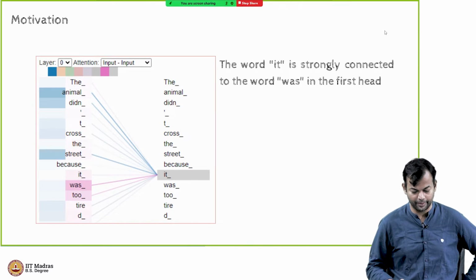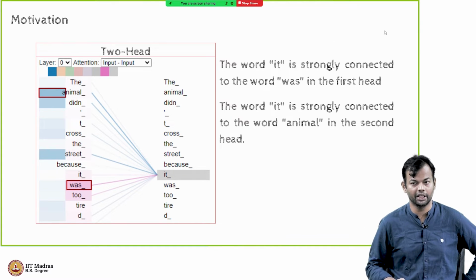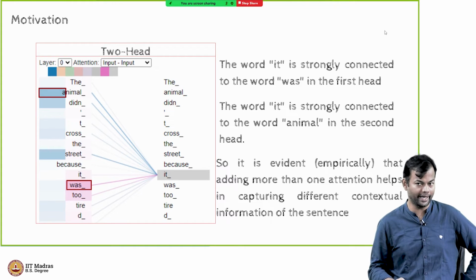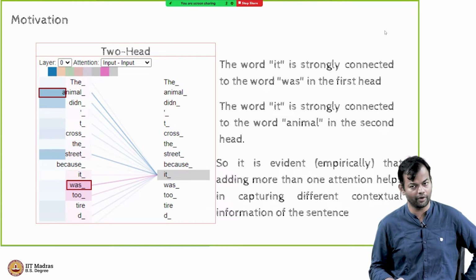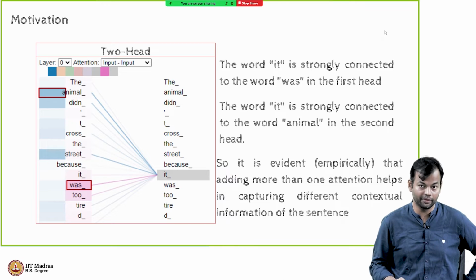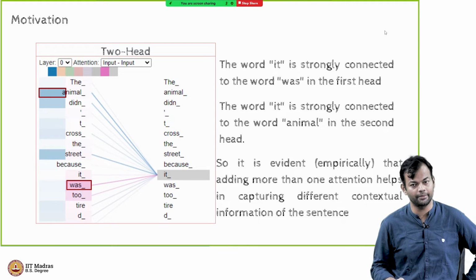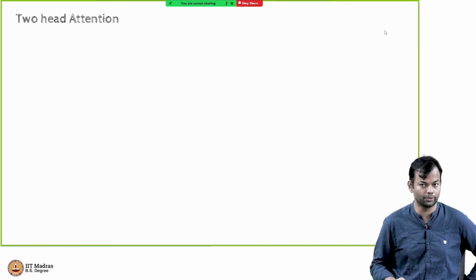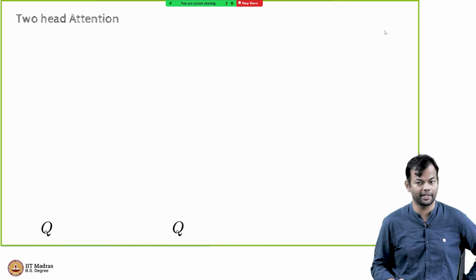I already explained this, I'll just skip over this. The same thing, whatever I explained, that in one case it would want to focus on was, the other case it might want to focus on animal, and this is actually from an actual trained transformer. So we looked at the attention weights, there were two heads, and we found that in one of the heads it is giving higher attention to animal, and the other head it is giving higher attention to was. So it does learn to do such things. So this is what a two-headed attention would look like.